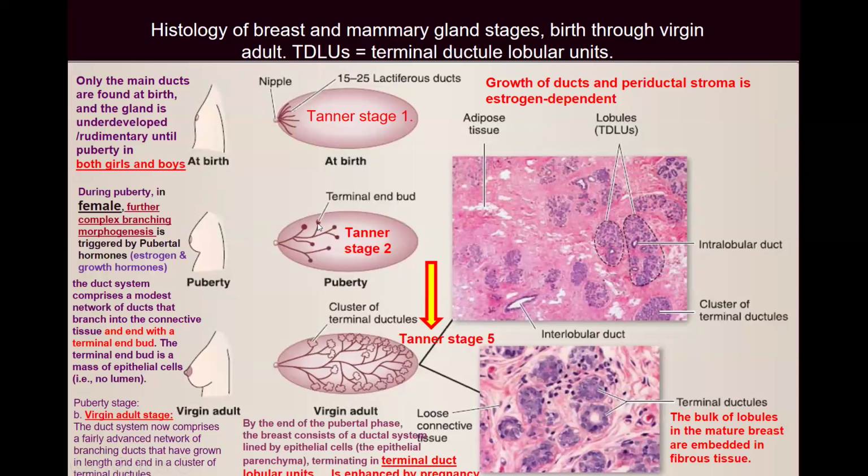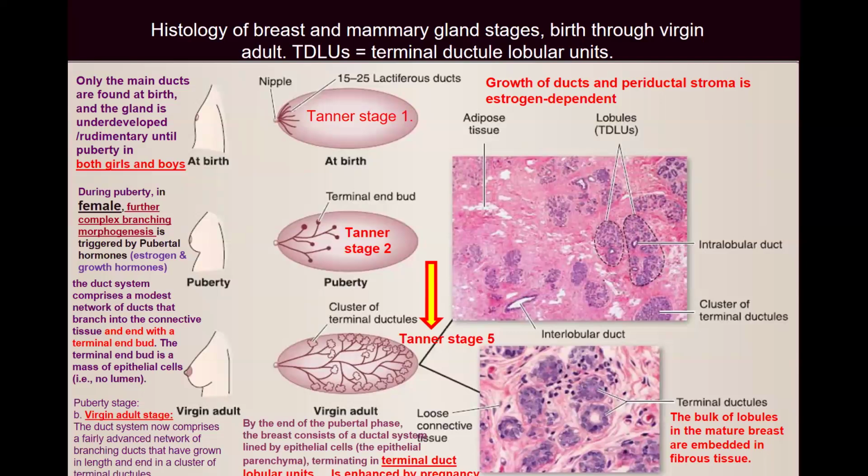bud. These terminal end buds form clusters of terminal ductules and well-formed lobules. You see? So the duct system comprises a modest network of ducts that branch into connective tissue and end with a terminal bud in the early stage of puberty. At the late stage of puberty and in the full mature adult breast, they call it the virgin adult stage. The ductal system now comprises a fairly advanced network of branching ducts that have grown in length and end in a cluster of terminal ductules, forming fully the terminal duct lobular unit.